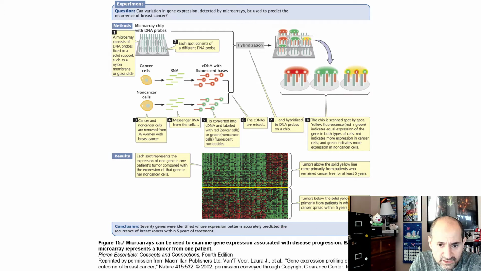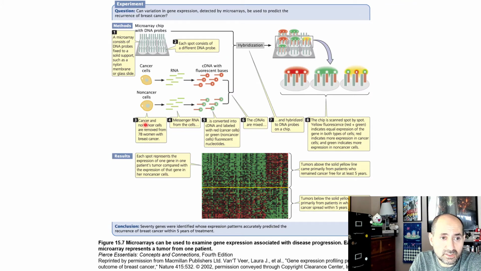Each row is from a different tumor patient. Okay, let me explain it this way. Each one of these pixels represents a gene. You've got DNA probes, gene probes, on each pixel. A microarray consists of DNA probes, these gene probes, fixed to a solid support such as a nylon membrane or glass slide. Number 2, each spot consists of a different DNA probe, which means a different gene probe, a different gene.